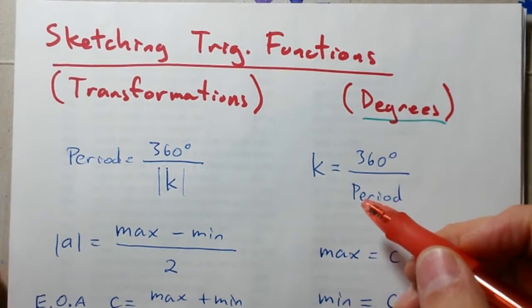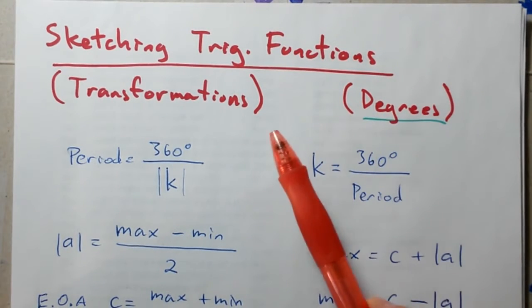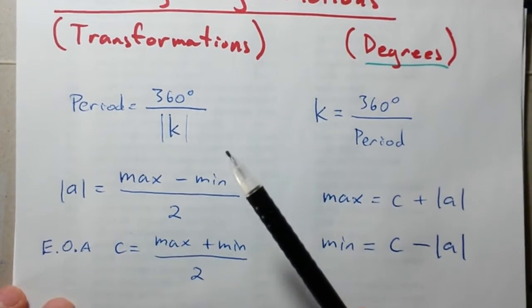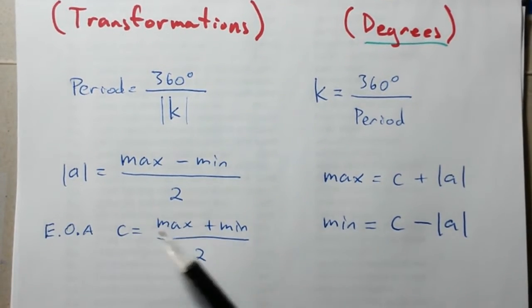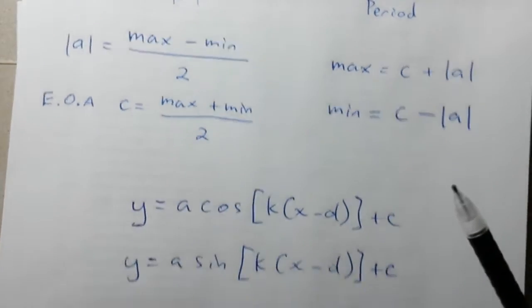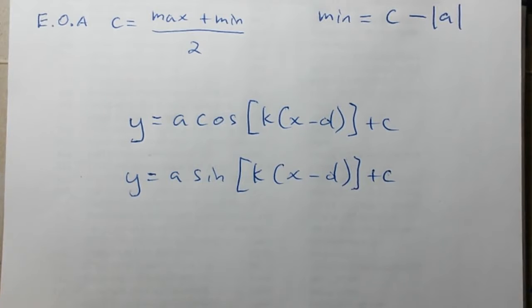Okay, in this video we're going to be sketching trigonometric functions, essentially doing some function transformations. For each function we're going to have to collect each of these pieces of information: the period, the amplitude, the equation of axes, max and min. And each question will be in this format.